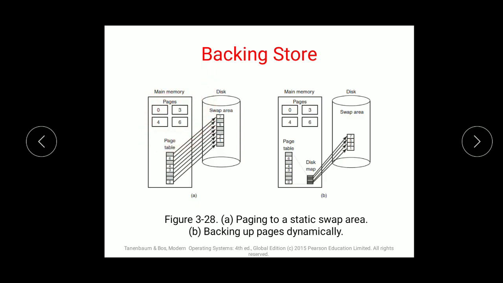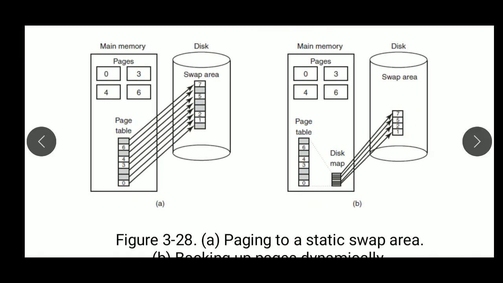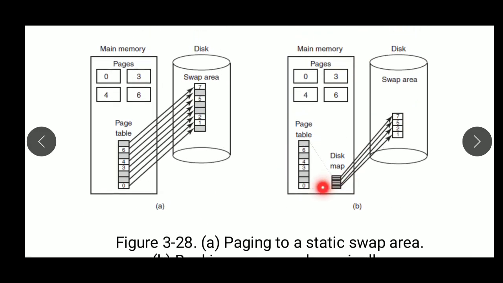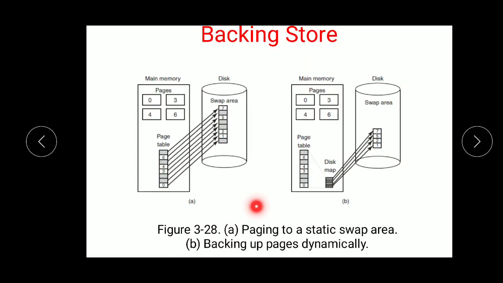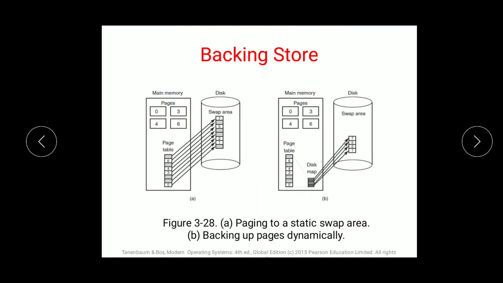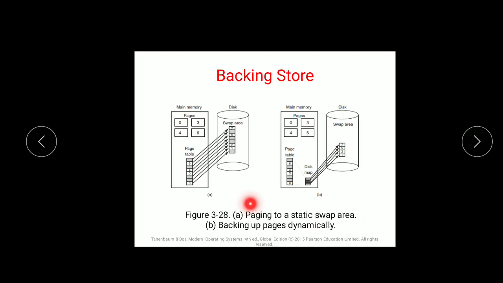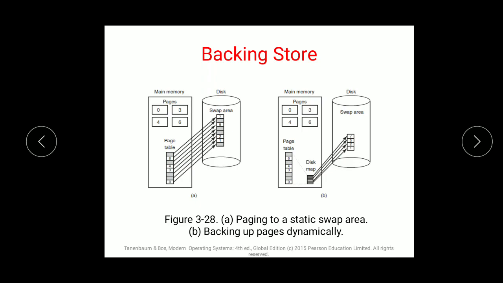Whereas you can see here in dynamic you have disk map, page table and swap area. So here in dynamic, backing up pages is dynamic allocation done by the disk map, through the comparison, or we can say mapping of the page table as well as my swap area in the disk. So mapping will randomly give me swap values, whichever area is free.